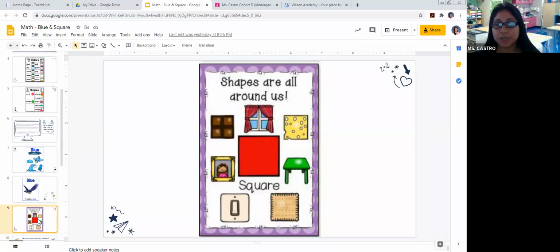Good. Skyla, you can unmute yourself and share with us something that you see on the screen that's the shape of a square.